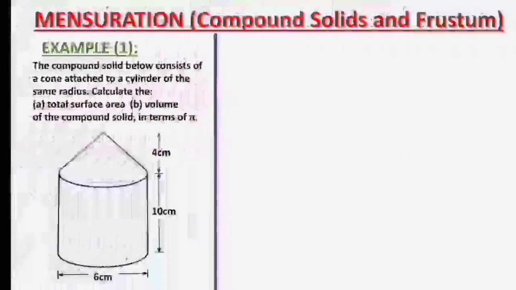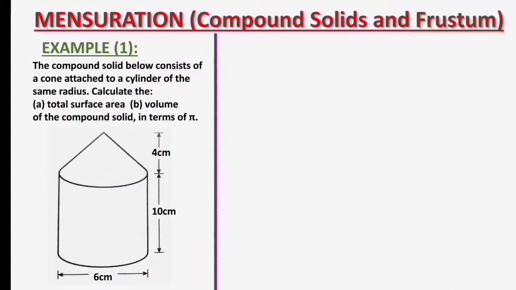Now that we have seen the formulas, let's solve some problems. Example 1. The compound solid below consists of a cone attached to a cylinder of the same radius. Calculate A, the total surface area, and B, the volume of the compound solid in terms of pi.